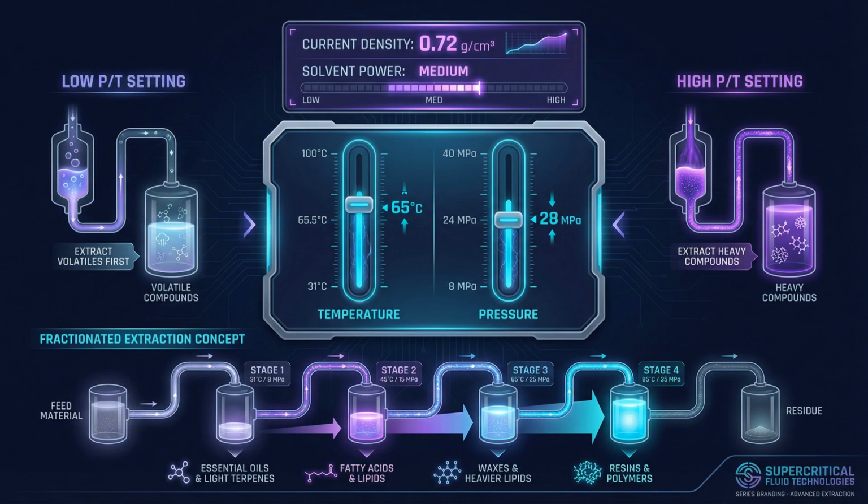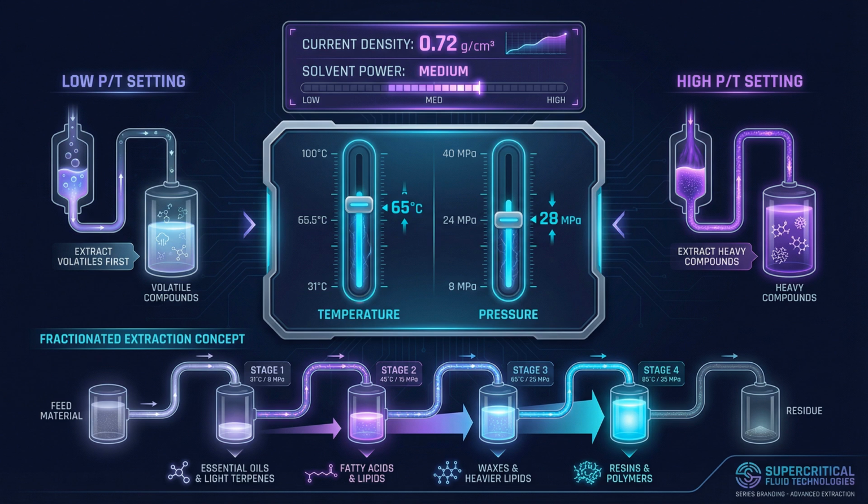The tunability of supercritical CO2 is one of its greatest strengths. Think of it like having two control dials, temperature and pressure. By adjusting these parameters, you can precisely control the density and therefore the solvent power of the CO2. This enables a technique called fractionated extraction. You start at low pressure to extract the lightest, most volatile compounds first. Then you progressively increase pressure to capture heavier compounds in separate collection vessels. This approach allows you to selectively extract and separate different compound classes from the same raw material, something difficult or impossible with conventional solvents.